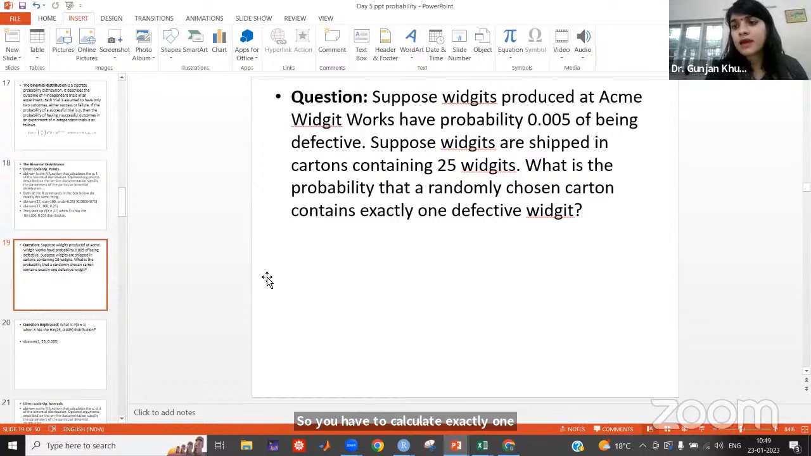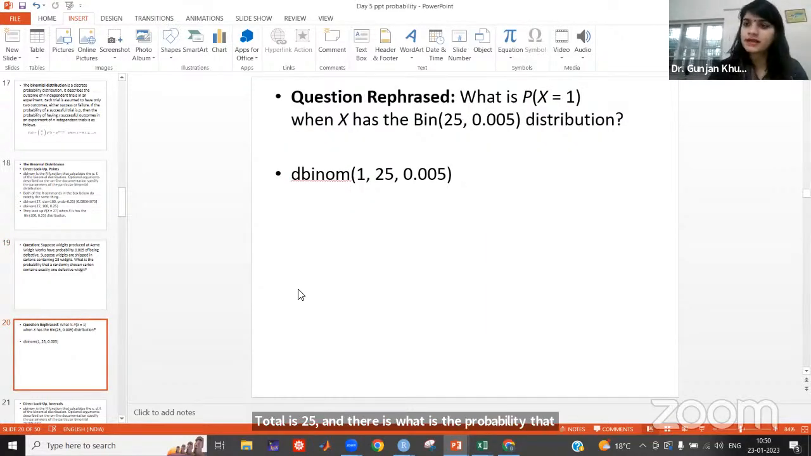If you name capital X to be the number of defective widgets, capital X is a random variable described as the number of defective widgets. So what is the probability that capital X is equal to 1? Please tell me the answer of this.